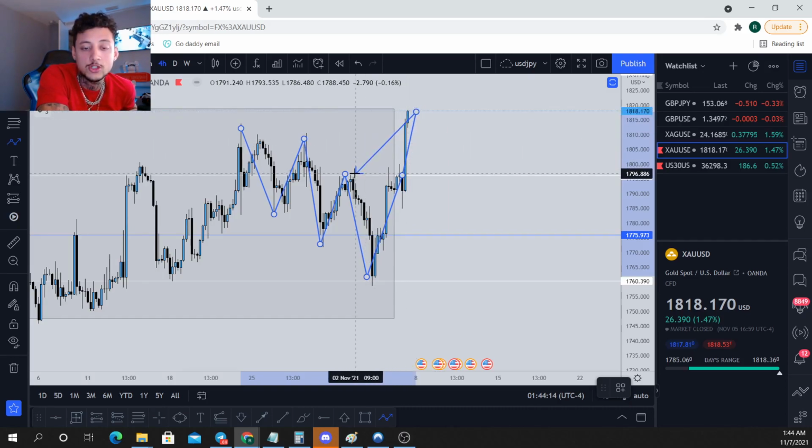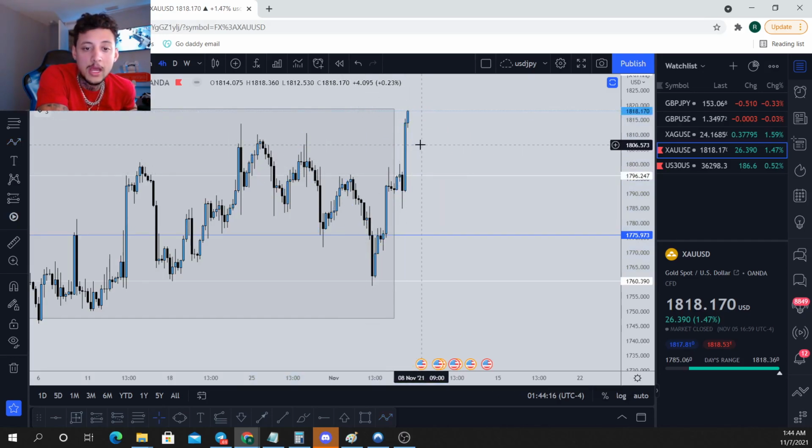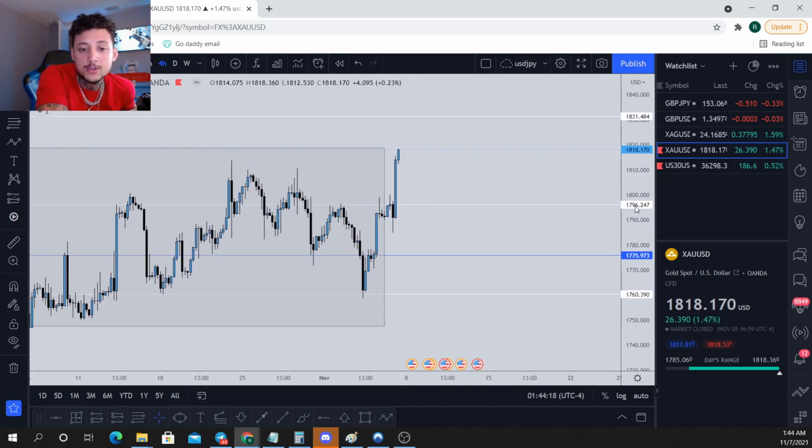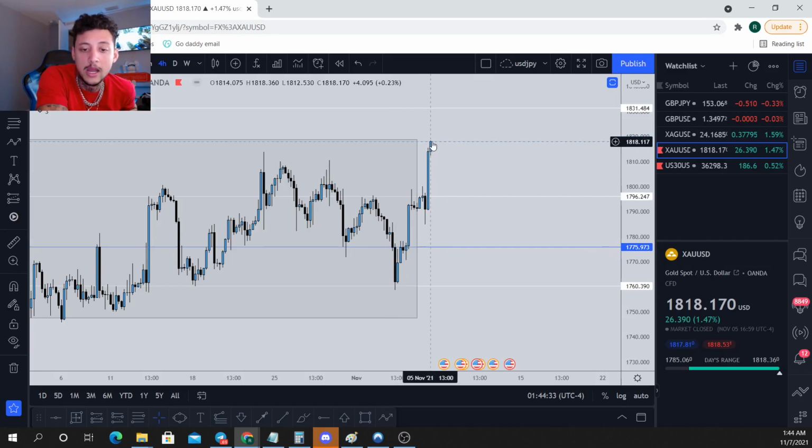So now we've broken structure on this 4-hour time frame, and we know the daily is going to continue. So in a situation like this, you just want to wait for price to pull back to a previous level of resistance, being here in this case, 1800 let's call it, for you to look to buy again. And we're only going to look to buy.